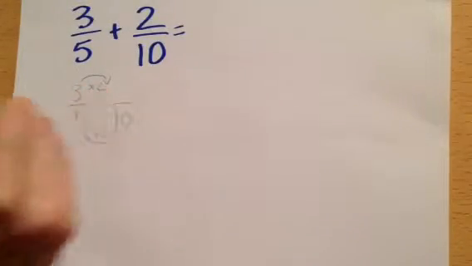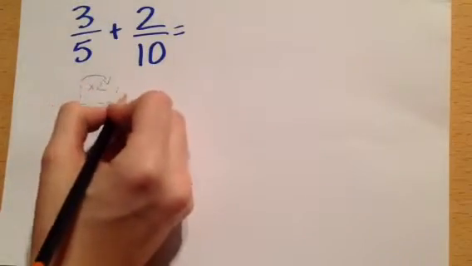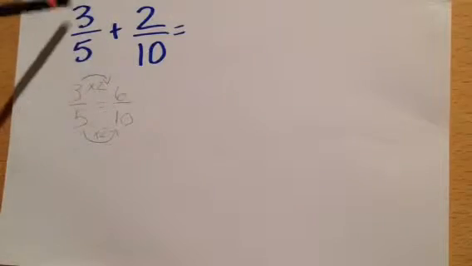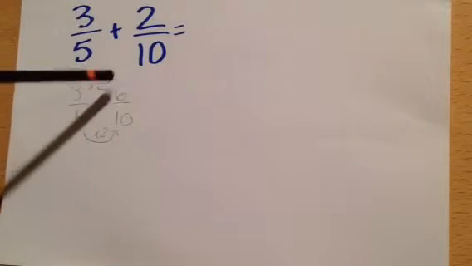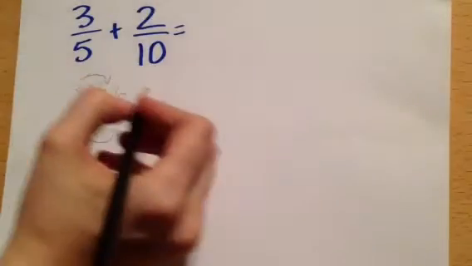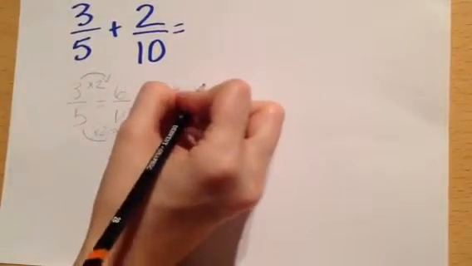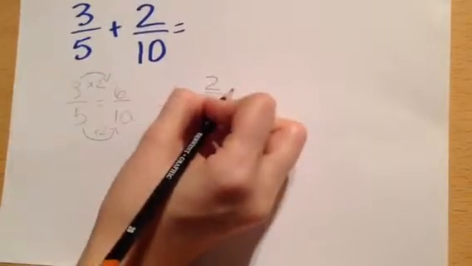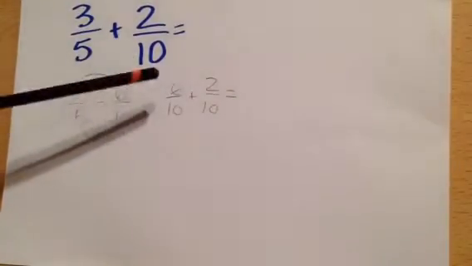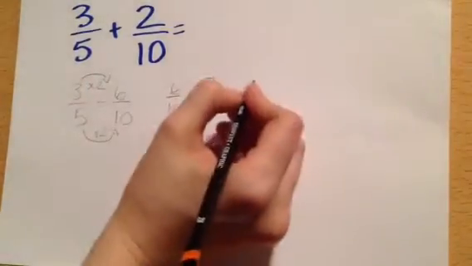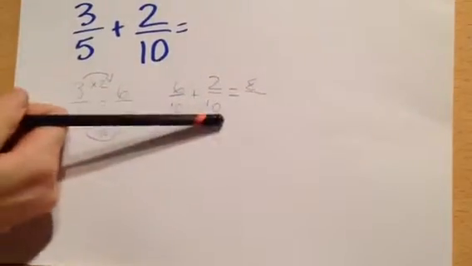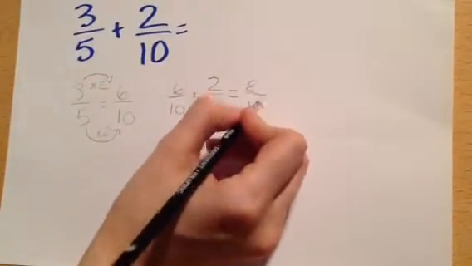So now I can do 3 times 2, which is 6. Now I have an equivalent fraction to 3/5 that I can add to 2/10. So I can bring that fraction over here, 6/10 plus 2/10. I add up the top. 6 plus 2 is 8. The 10 stays 10 on the bottom.